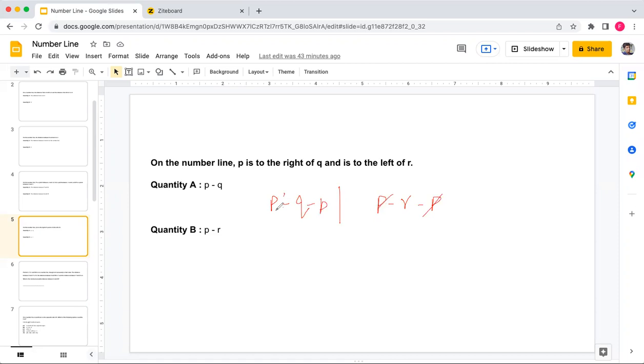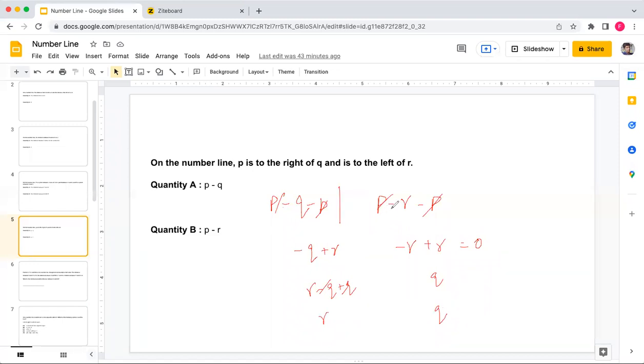P will cancel out, and we are left with minus Q and minus R. Now, if I add R on both sides, this becomes 0, and this becomes R minus Q. And if I add Q on both sides, this will be R minus Q plus Q, which is R. So quantity A is R and quantity B is Q.